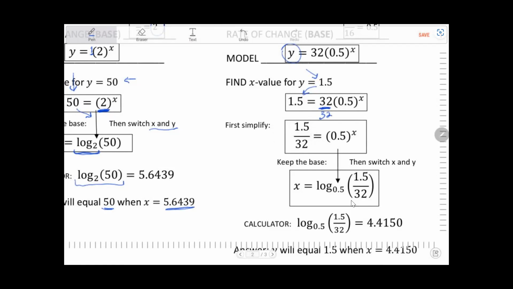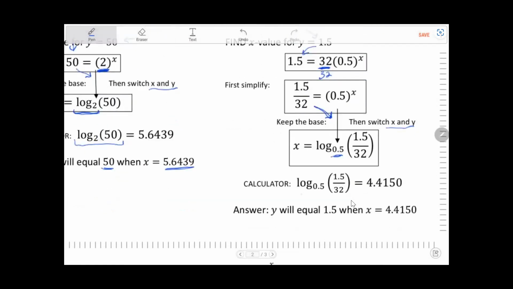Now I go through the same thing. Keep the base. In this case, the base is 0.5, and switch x and y. So 1.5 divided by 32 is going to go over here. And I can put this in my calculator just like this. So I can put a fraction or a decimal in as the base, and I can put in a decimal or a fraction.